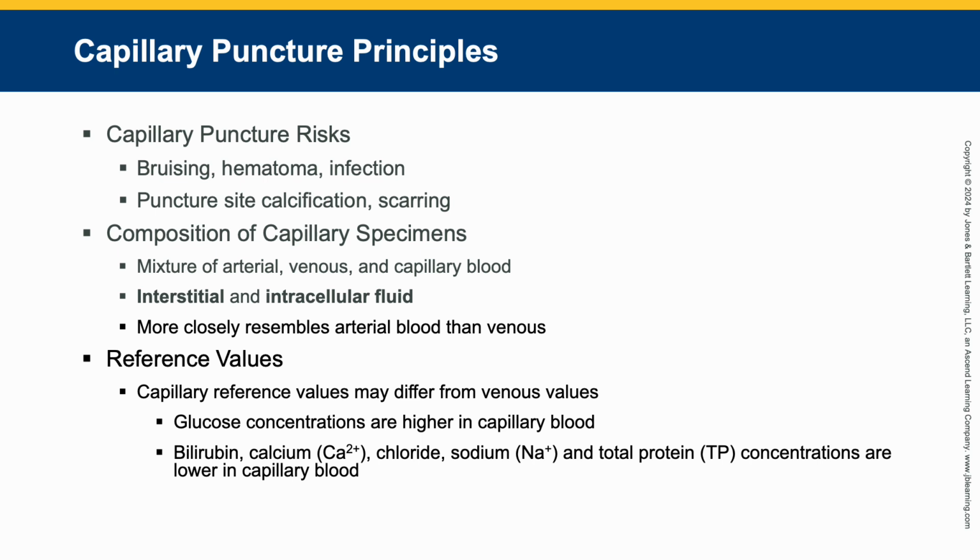Okay, some other ones that you do also need to know that are important: bilirubin, calcium, chloride, sodium, and total protein. Those are all lower in capillary blood, and you do need to know these tests, okay? Bilirubin, calcium, chloride, sodium, and total protein. They are lower in capillary blood than they are in venous blood, okay?